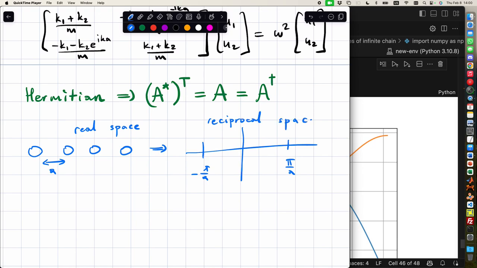So far so good. Now if you have a crystal like graphene, then you have a real space. You have a baklava like this.